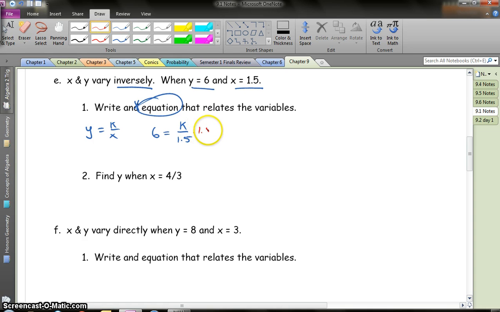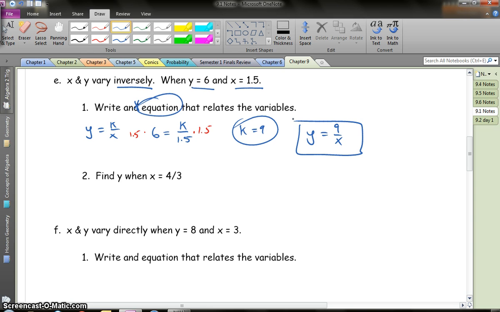Alright, so now we got to solve for k, so we're going to multiply both sides by 1.5, and we get k equals 9. So my equation is y equals 9 over x. Again, I'm looking for the equation. Please take the time to write it. Now it says find y when x is 4/3. So we have y equals 9 divided by 4/3. Now, you can put it in your calculator, MathPrint. That's probably the easiest way, but I don't have a calculator with me.